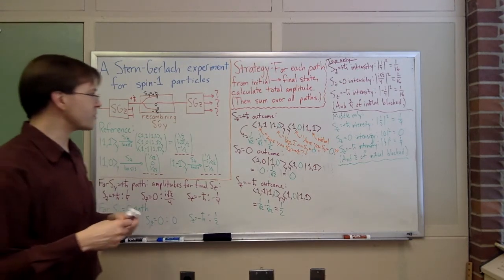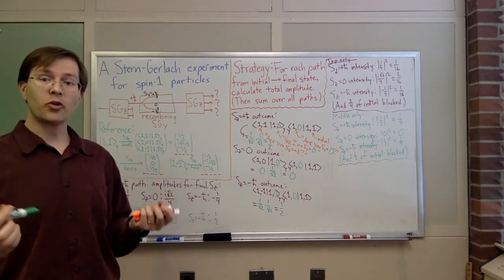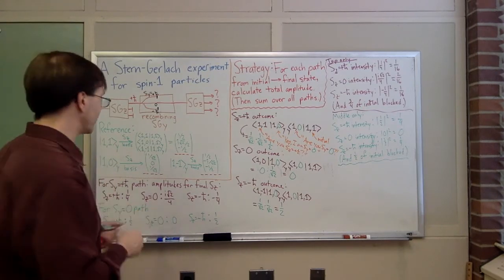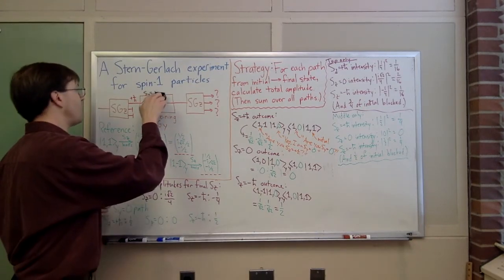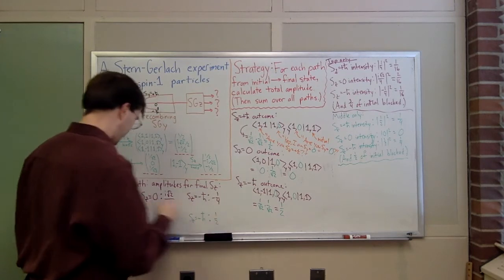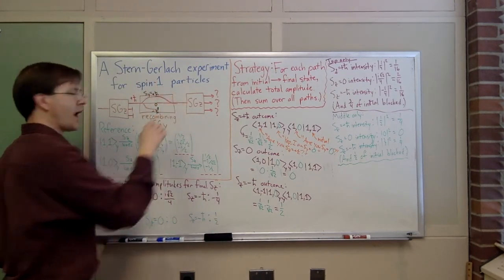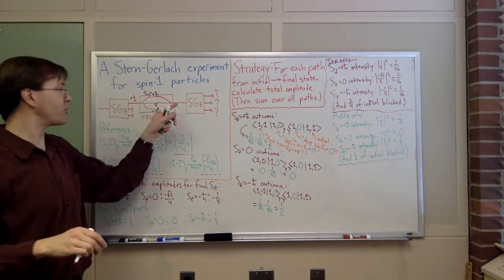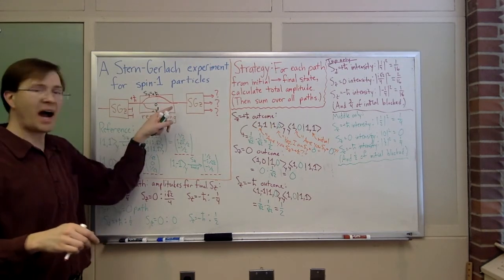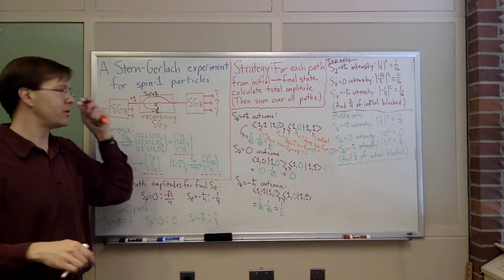Now here's where it gets interesting. Let me now do a third experiment with the Stern-Gerlach device. Let me unblock the top path again. This time, I now have the top path and the middle path both getting through. Remember, they're being recombined into a single beam.